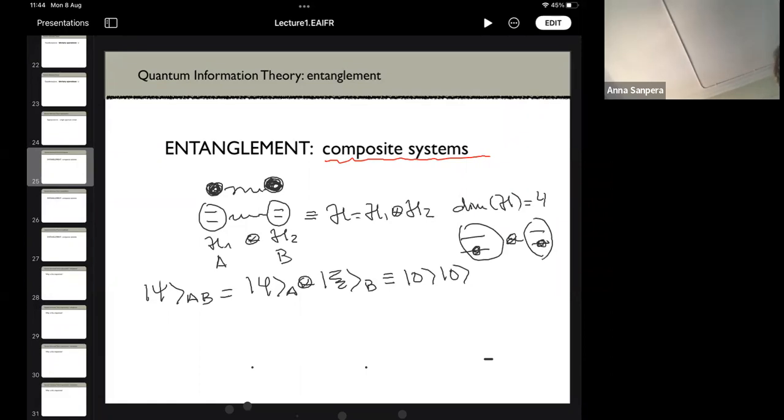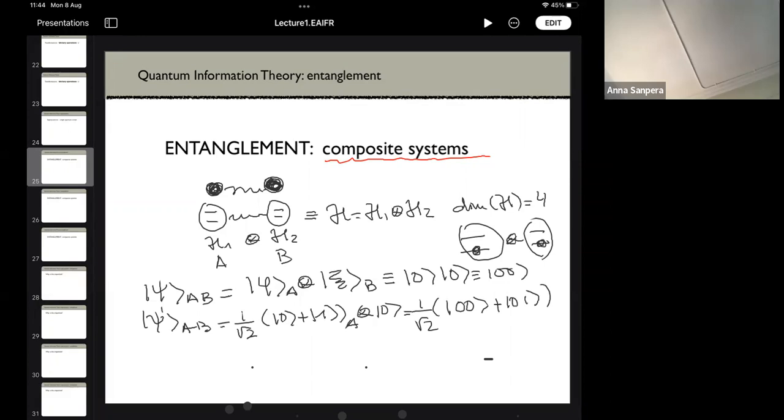But this doesn't have any entanglement because I can describe the system A and the system B separately. Imagine that I have another state, where the first one is in a superposition of 0 plus 1 in A, and the second is in 0 in B. So this will be something like 0, 0 plus 0, 1. This is a product state because it's something in the state A and something in the state B. But imagine that I write this state, which is absolutely possible, 0, 0 plus 1, 1.